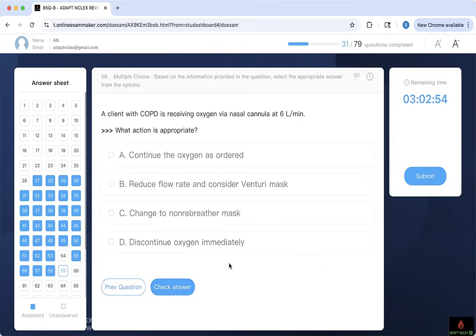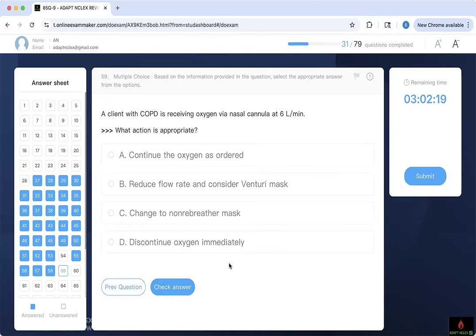We're dealing with physiological adaptation. These questions can be hard, but look, I try to make them hard so that you can use them as a practice run. The client with COPD is receiving oxygen via nasal cannula at 6 liters. Bad problem. Right there should tell you something should be triggering. Which action is appropriate? Continue the oxygen as prescribed, reduce the flow rate and consider Venturi mask, change to non-rebreather, discontinue oxygen immediately. Well, COPD patient, what do you think?